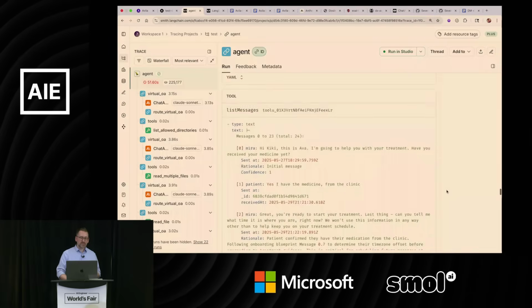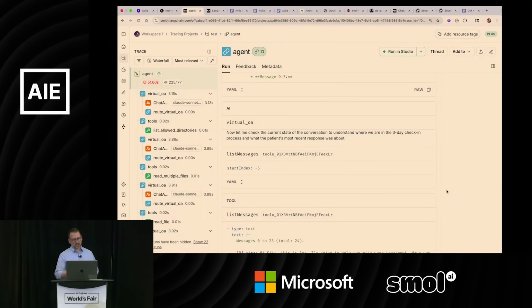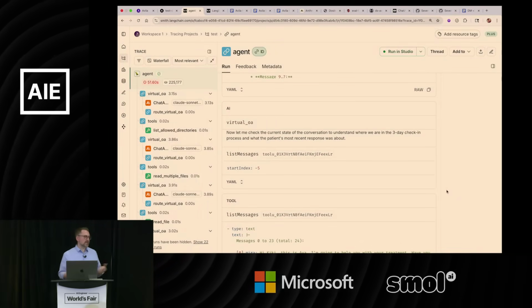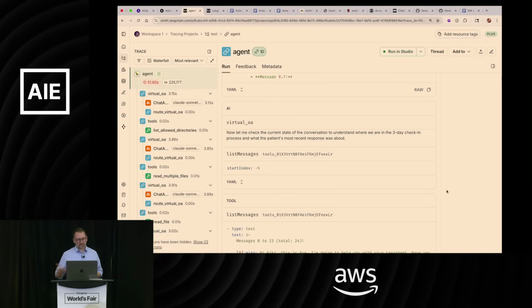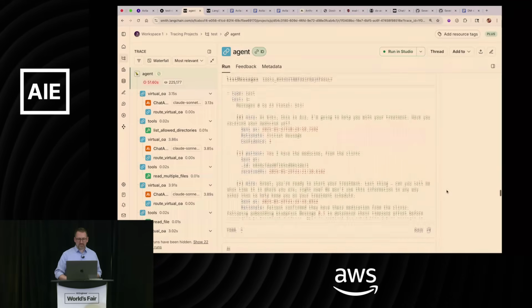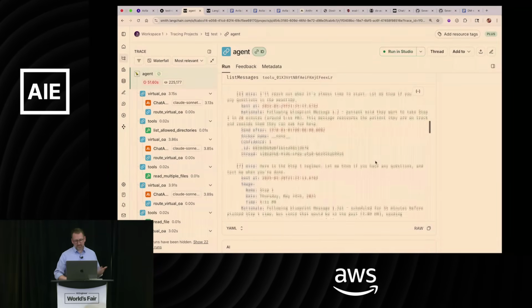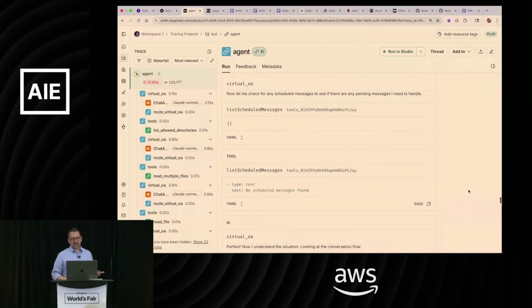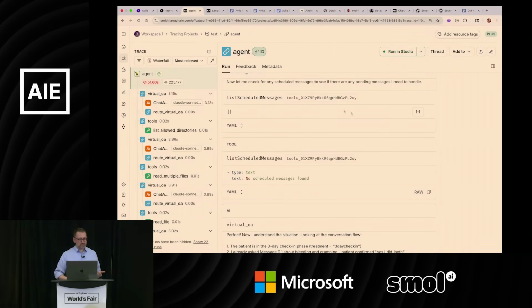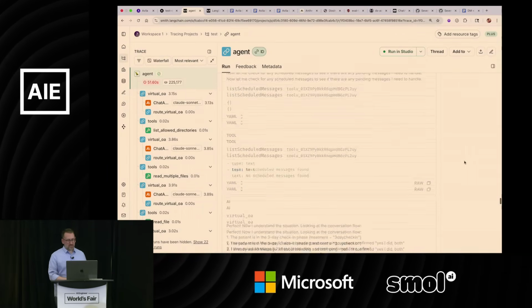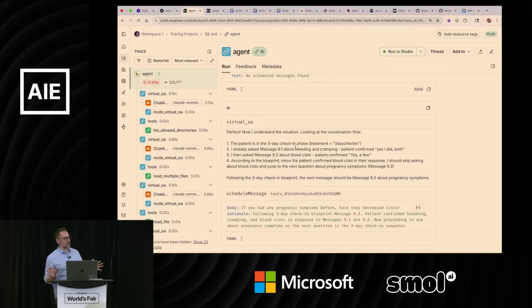And so you can see here, even though I passed in the state, it has a function to list messages. It basically says, all right, now that I sort of know what's going on, let me see the last 5 messages, right? You can see here it's going to start sending a bunch of these in. And so it does that. It looks to see if there's anything scheduled. There's not, right?